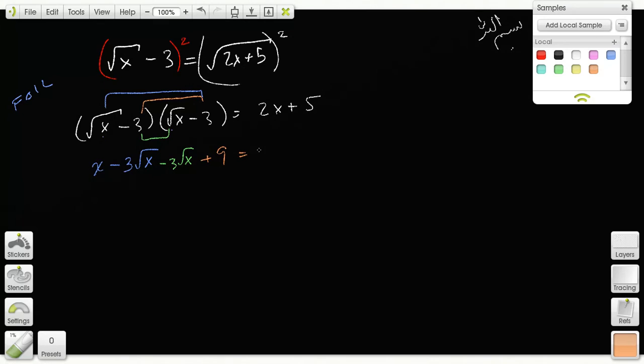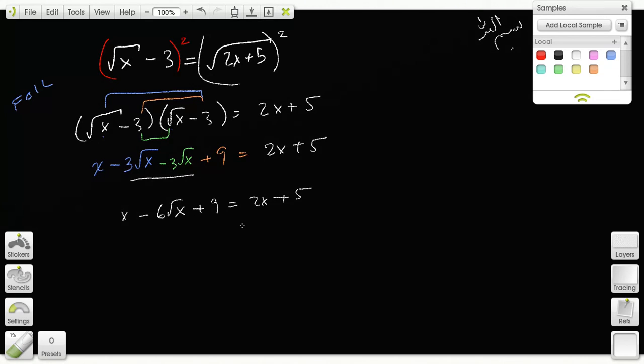Plus 9. When you do this, why is the equation backwards? Shouldn't it be like that? No, when we learned it, (a minus b) squared is a squared minus 2ab plus b squared. No, it was not. Oh, because 2x plus 5. You got it? Do you understand? These are like terms. So you have x minus 6 square root of x plus 9 equals 2x plus 5, right?